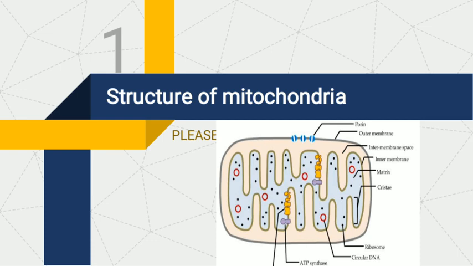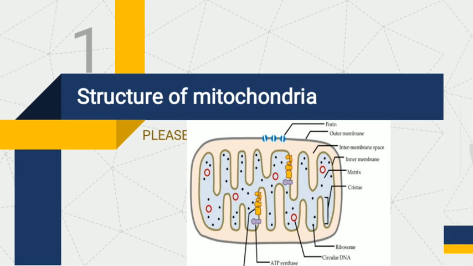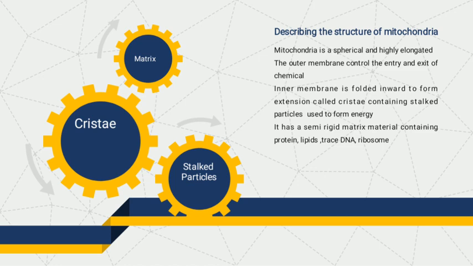Now moving to the next slide, mitochondria is spherical. For something to be spherical, it attains a shape of this kind, and highly elongated organelle.